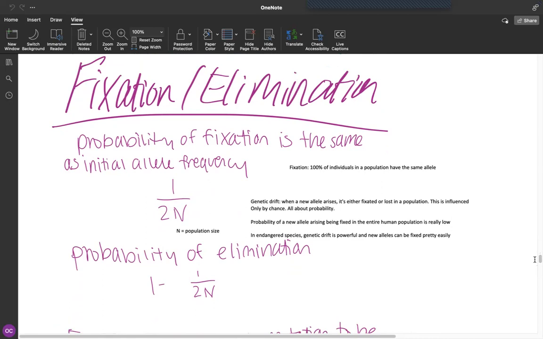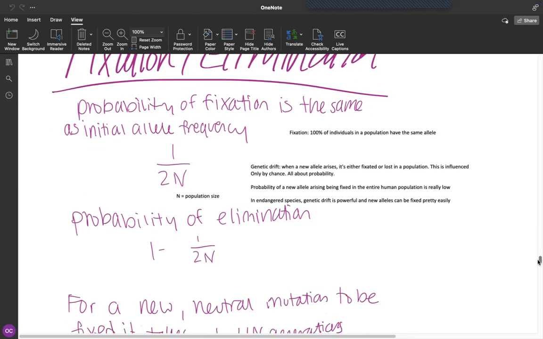We talked about allele fixation and elimination. Fixation means that 100% of individuals in a population have the same allele. And the probability of fixation in a population is 1/2n, where n is the population size. A good example of this is if we're talking about all of the human population in the entire world having the same allele, that probability is really, really low because n is so huge. So 1/2n would be such a small number. It's pretty much impossible for all of us to have the same allele for a given gene.